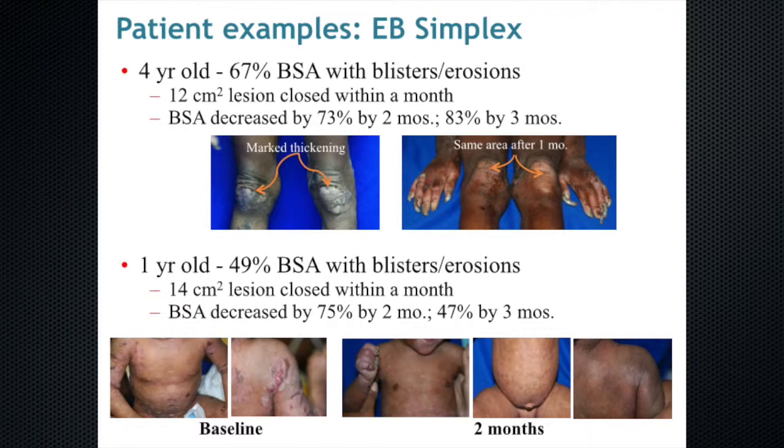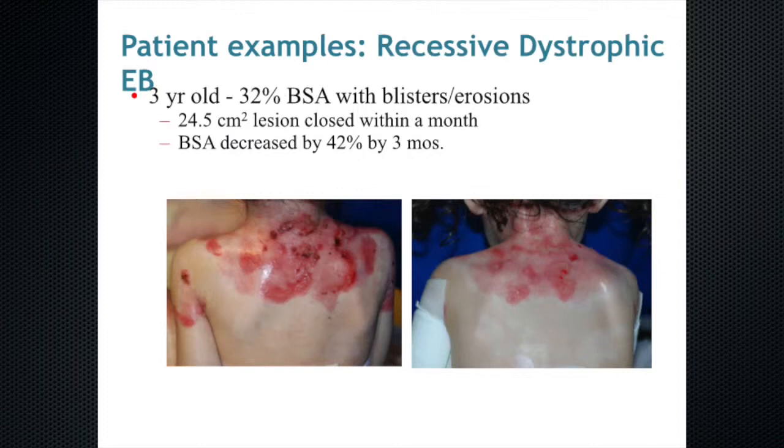There was a 1-month-old who had about 50% body surface area involved. The target lesion closed within a month, and the body surface area similarly decreased progressively. By 2 months, it went up a little bit, a bump as often occurs in these studies, but it was still pretty dramatic by the end of that treatment. And here's an example of a patient with recessive dystrophic EB, a 3-year-old who had 32% of the body surface involved with blisters and a fairly large target lesion that closed within a month, and almost a 50% decrease in body surface area affected by wounds by 3 months.